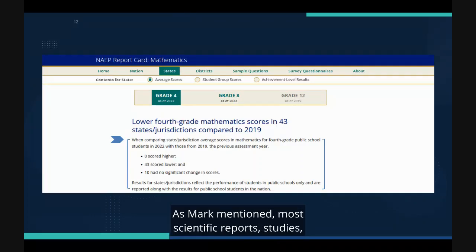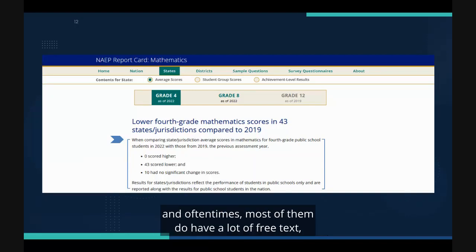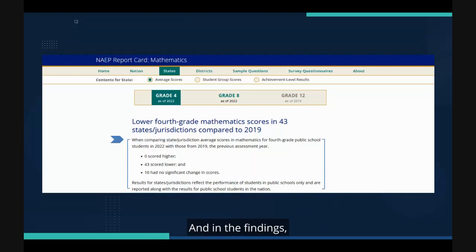As Mark mentioned, most scientific reports, studies, and statistical publications present key information in charts and tables. And even when these publications, and oftentimes, and most of them do, have a lot of free text, the free text is talking about context, purpose, research methods, and findings. And in the findings, they describe at a high level the key takeaways that are presented in the tables.